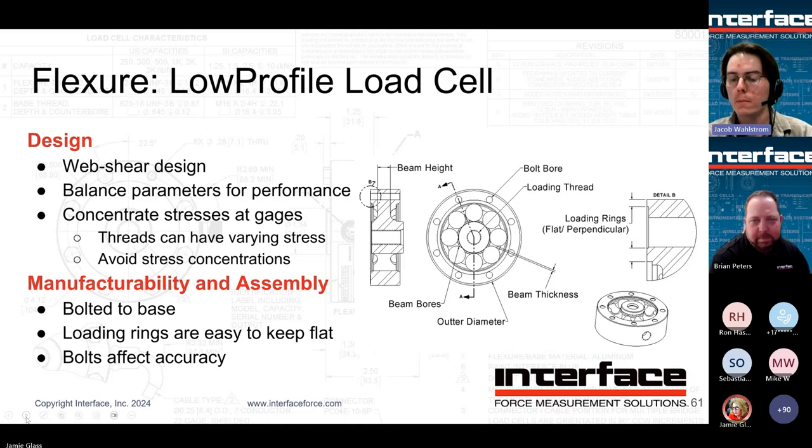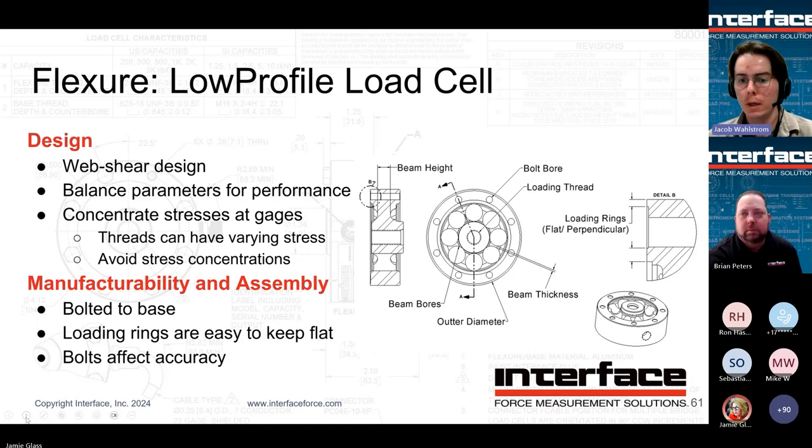So you see the loading rings on the right. Those are used to keep the contact surfaces flat and also perpendicular to the applied force. And that's really important because you can imagine if the load cell wasn't sitting quite flat and you were applying a load perpendicular to a flat surface, you would have off-axis loading.